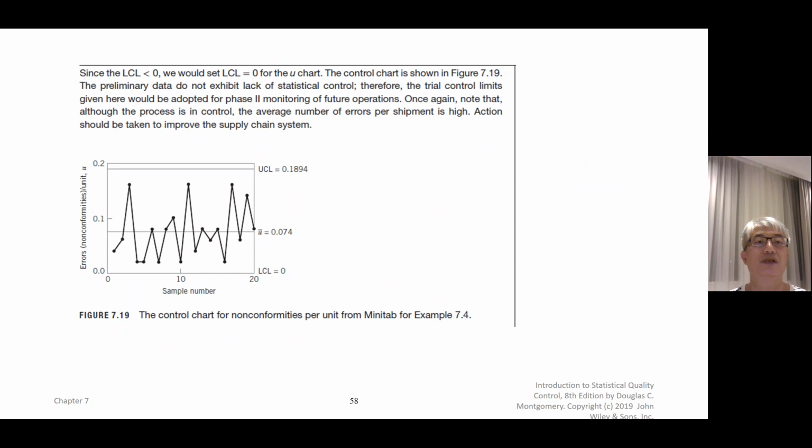The preliminary data do not exhibit lack of statistical control. Therefore, the trial control limits given here will be adopted for phase 2 analysis, monitoring of future operation. Once again, note that although the process is in control, the average number of errors per shipment is still really high. Actions should be taken in order to improve the supply chain system.